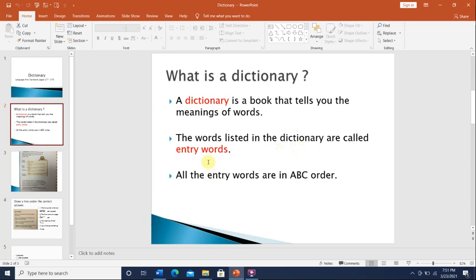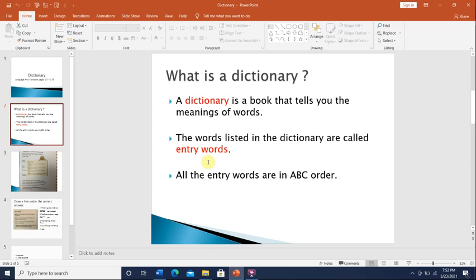Okay, so if I want to know what's the meaning of elephant, how can I find it in a dictionary? How will I know what page it is on? Well, actually, the entry words are listed or put in ABC order. What does that mean? That means the words that begin with letter A are all together. So if I want to look for a word that begins with A, I will go to the section.